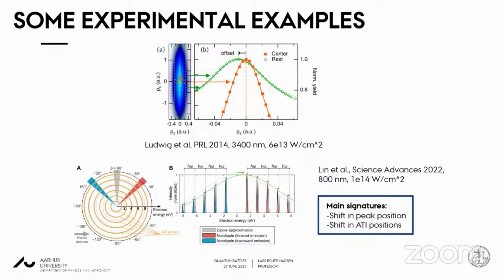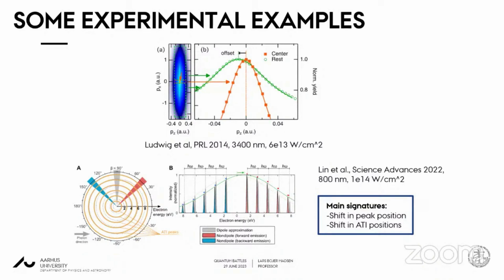Another recent experiment is illustrated here. This is not the data, but a rationalization of the findings in this experiment. Here, they look at ATI spectra, and they look in the forward direction with respect to the laser propagation direction, and in the backward direction with respect to the laser propagation direction.